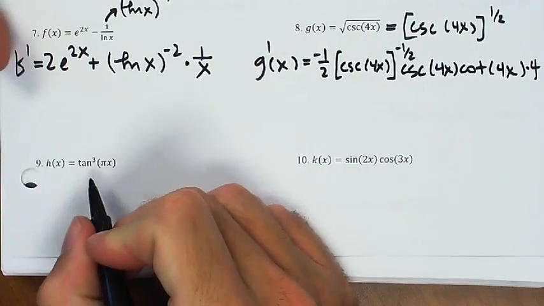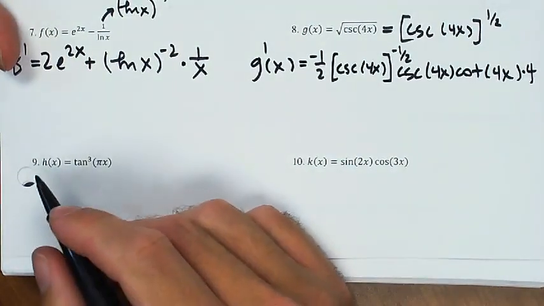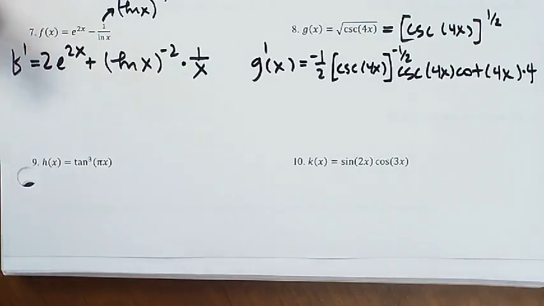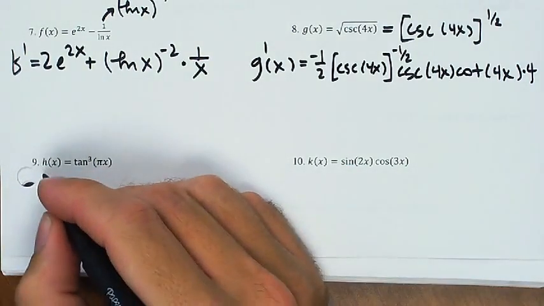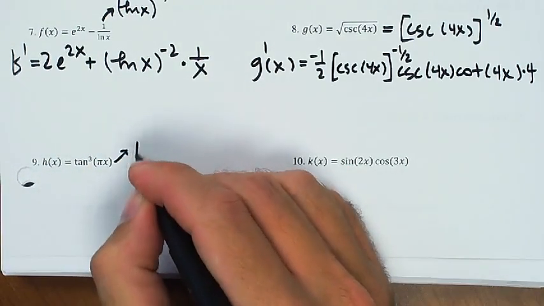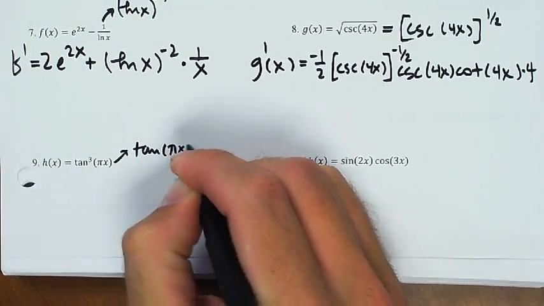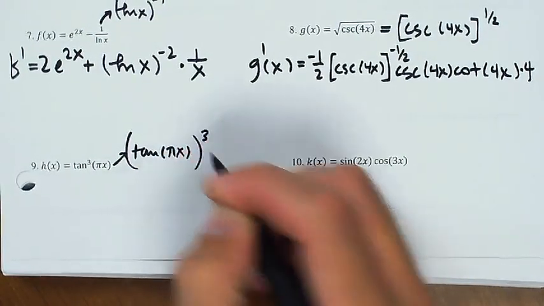Tangent cubed of pi x. Okay, multiple layers of chain are really uncommon in AP calculus, but it's not unheard of, and it's definitely something that if you're taking this class at a university, they would definitely be hitting you with chain rule problems that had multiple layers of chain for sure. Right. So I'm going to say that's tangent of pi x to the third.